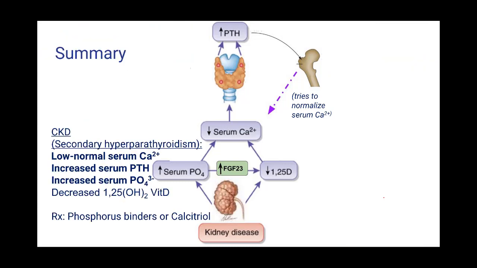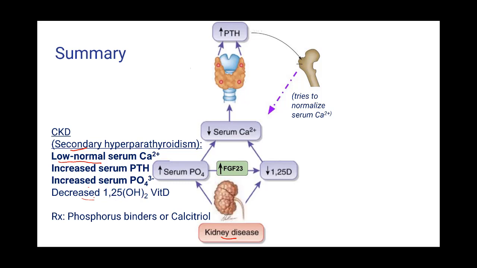So to summarize what we see in chronic kidney disease, in secondary hyperparathyroidism, you're going to see a low to normal serum calcium. But keep in mind, you're never going to see a high serum calcium level in secondary hyperparathyroidism. But commonly, in the setting of chronic kidney disease, that is folks who have low kidney function or on dialysis, you're going to see secondary hyperparathyroidism where the calcium level is low to normal. You're going to see a high serum PTH level, a high phosphorus level, and a decreased 1,25 dihydroxyvitamin D.